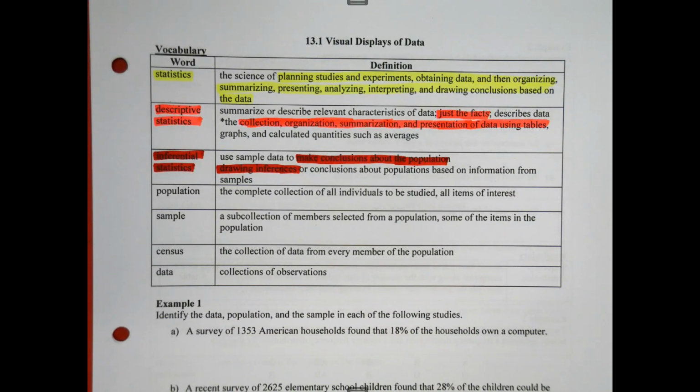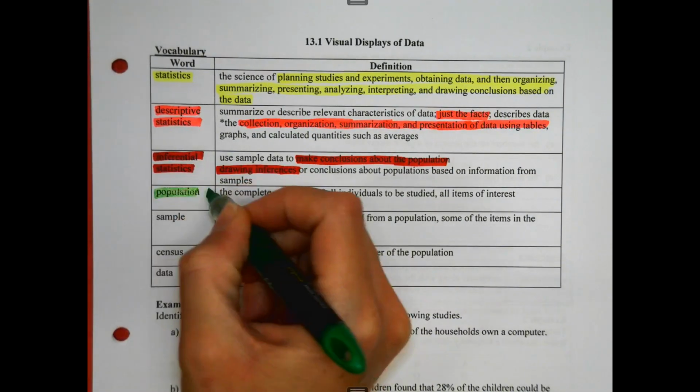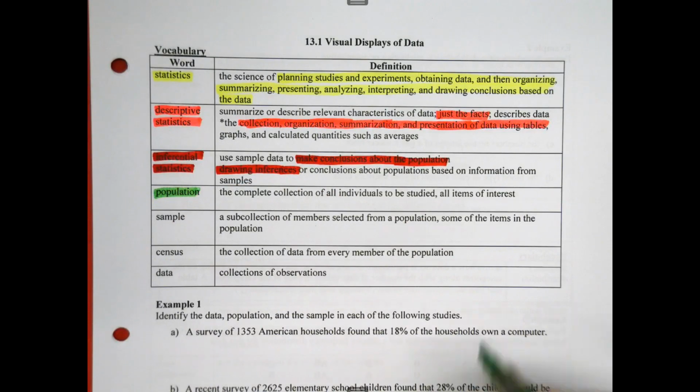Let's talk about a few things that we use when we are collecting data. So the first one is a population. The population is the complete collection of all individuals to be studied or all items of interest. So for example, if we wanted to talk about high school students and we wanted to say, how many hours a day do high school students spend studying for a test? Our whole population would be everybody in the world who is a high school student.